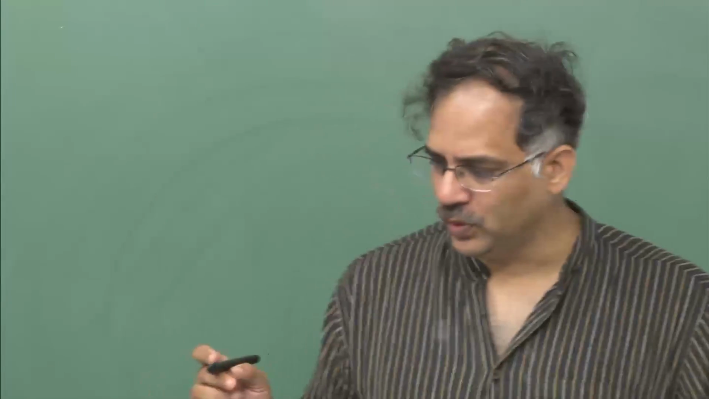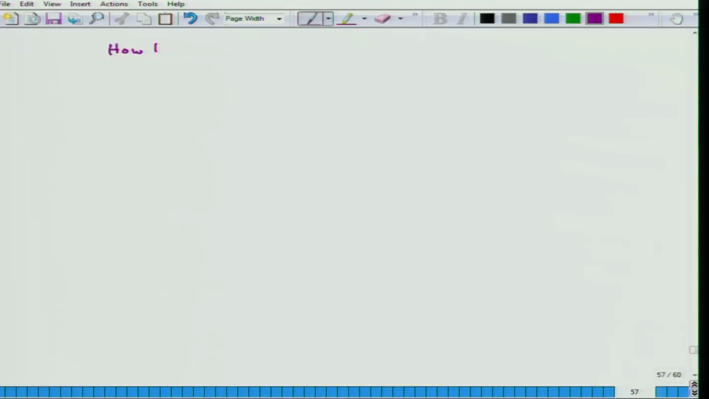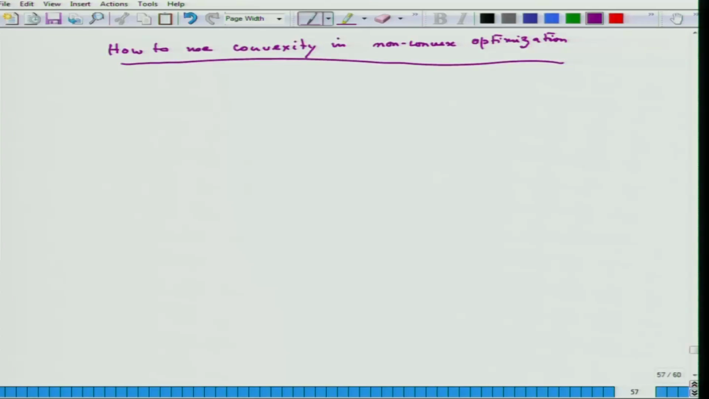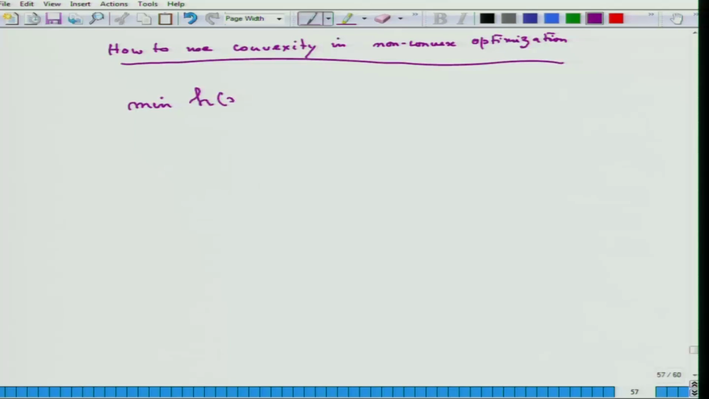Our job now is to give you an idea of what we would discuss in the next lecture: how to use convexity in non-convex optimization. There could be non-convex optimization problems made out of convex functions. For example, consider the problem to minimize h(x), where h(x) is equal to f(x) minus g(x).